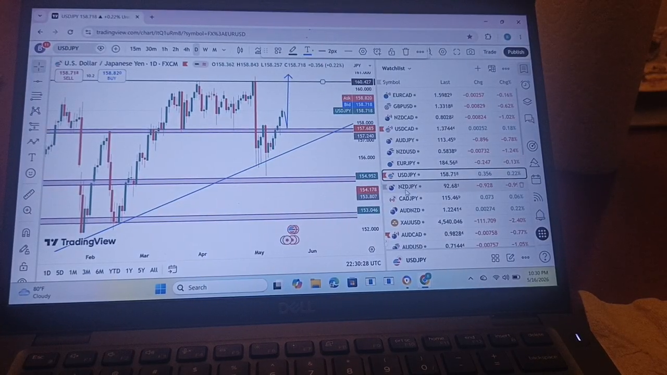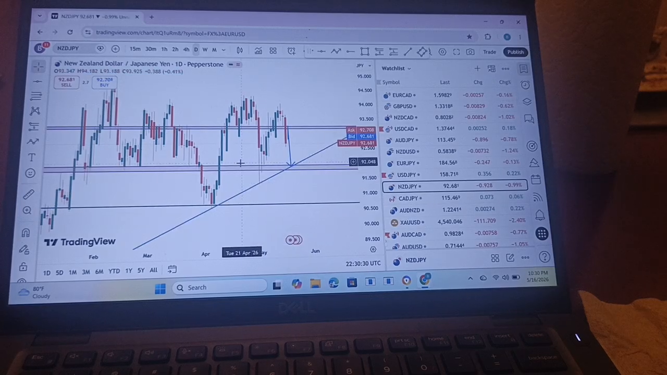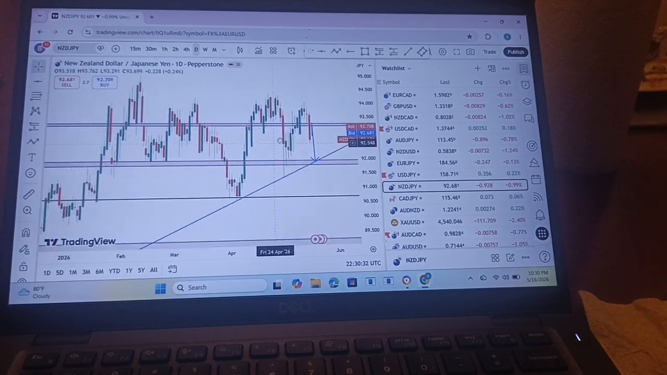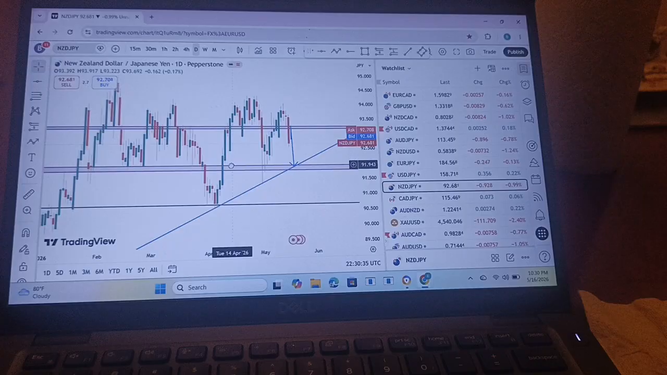So next we get NZD JPY. NZD JPY is also doing the same thing. We have a trend line here on the weekly.